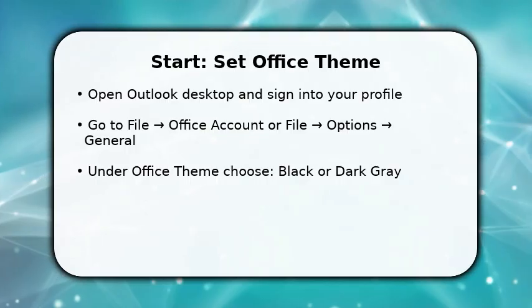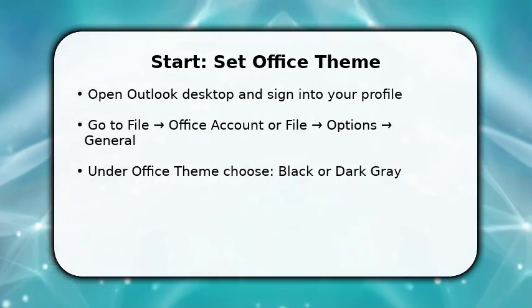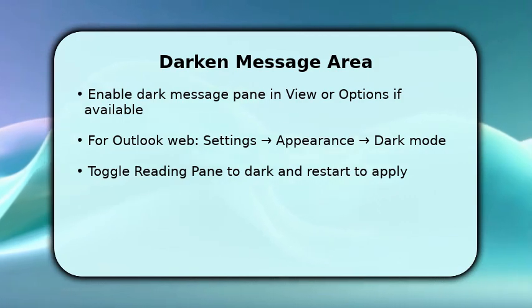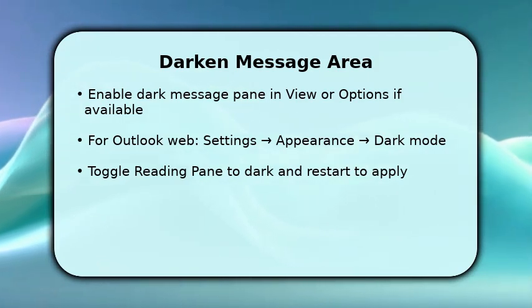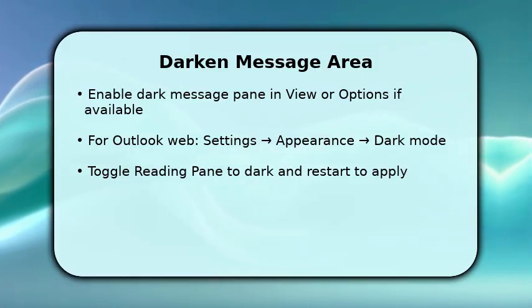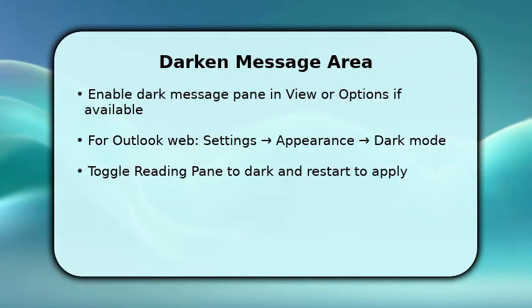Once done, make sure your account is signed in and sync completes before moving to Message Display settings. Next, adjust message and reading panes so emails themselves appear dark. In Desktop Outlook, look in View or Options for a Use Dark mode or Reading Pane Appearance toggle. Enable it so message backgrounds become dark. If you're on Outlook Web, open Settings > Appearance and switch Dark mode on.